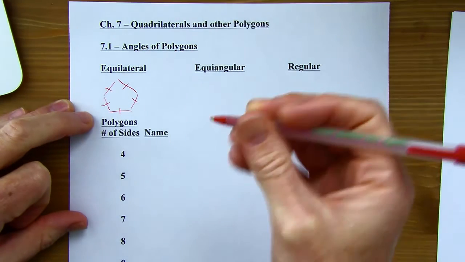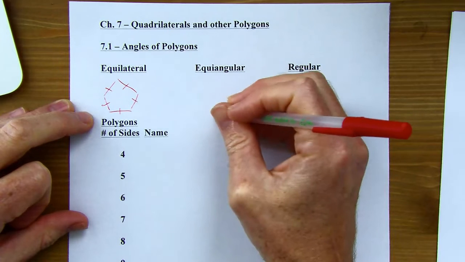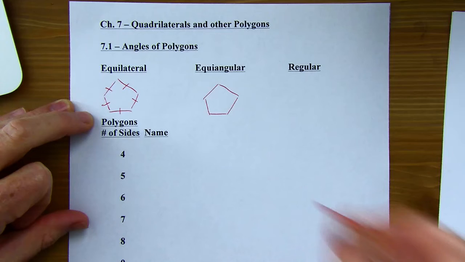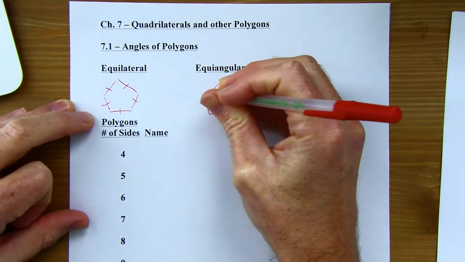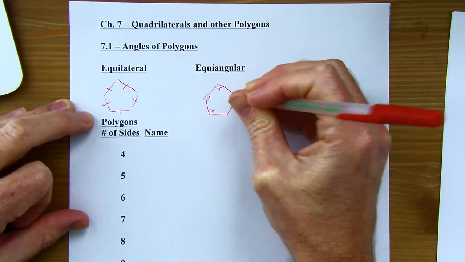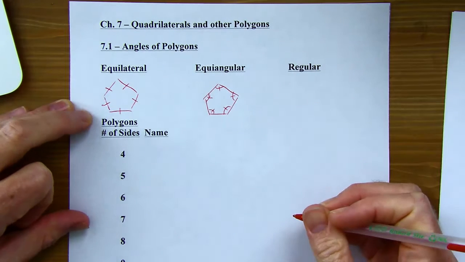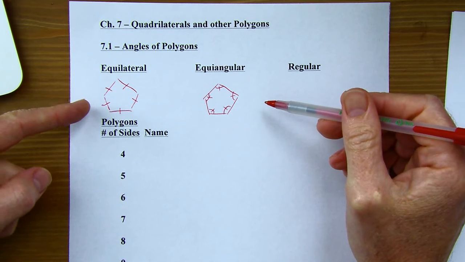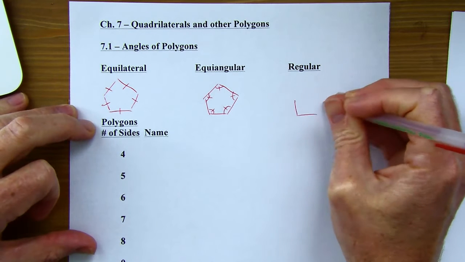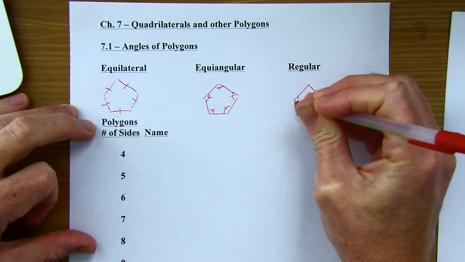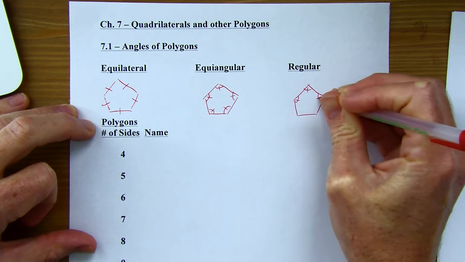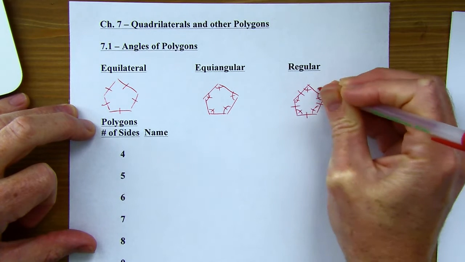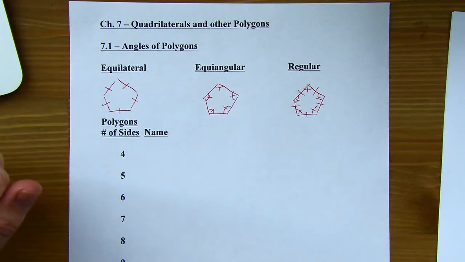Okay, and equiangular, all of the angles are congruent. So I'll stick with a pentagon here. If all of the angles are congruent, then it's equiangular, okay? And a regular polygon is when both of these things are true. All of the sides are congruent and all of the angles are congruent. Obviously these are not the best sketches in the world, but it's good enough to show what I'm trying to show. So that would be a regular polygon, okay?